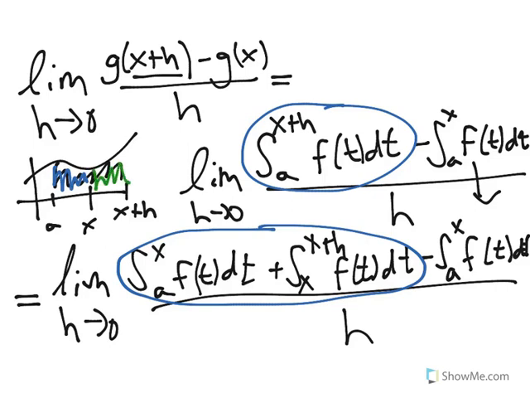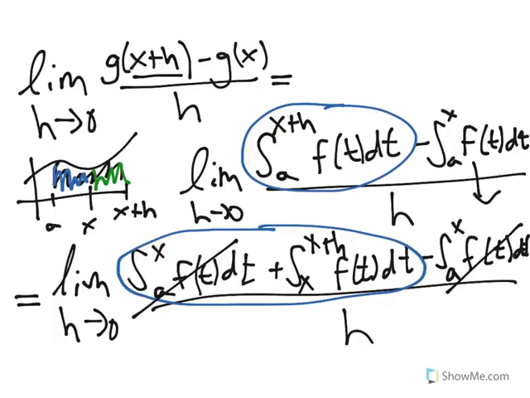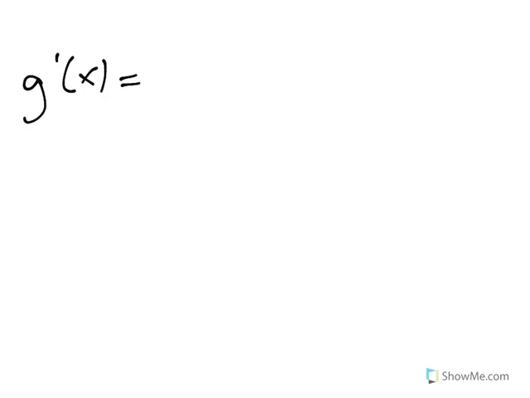Now notice here we have an integral from a to x of f of t dt right here, canceling with an integral from a up to x of f of t dt right there. One's positive, one's negative. So remember what we were originally talking about is what does g prime of x look like? Well, now g prime of x looks like the limit as h goes to 0 of the integral from x up to x plus h.